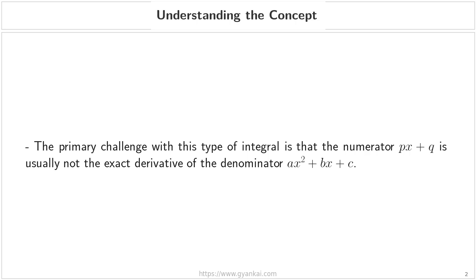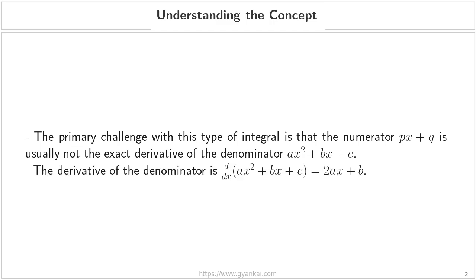The main hurdle here is that the numerator, px plus q, isn't usually the exact derivative of what's sitting down in the denominator, ax squared plus bx plus c. Remember, if it were the exact derivative, life would be much simpler. Let's quickly find that derivative. The derivative of ax squared plus bx plus c with respect to x is 2x plus b.